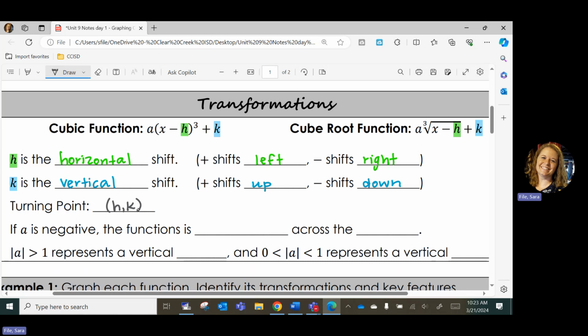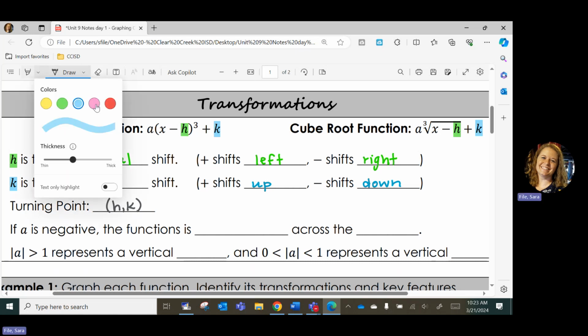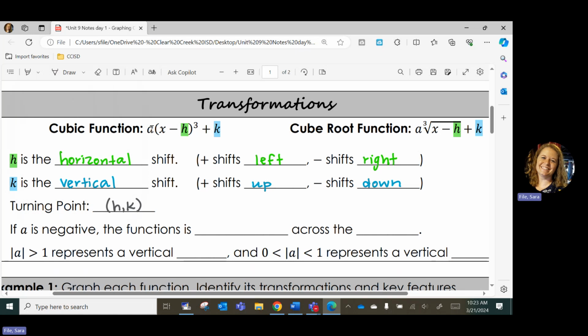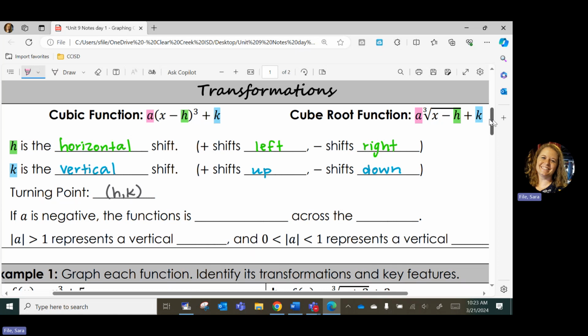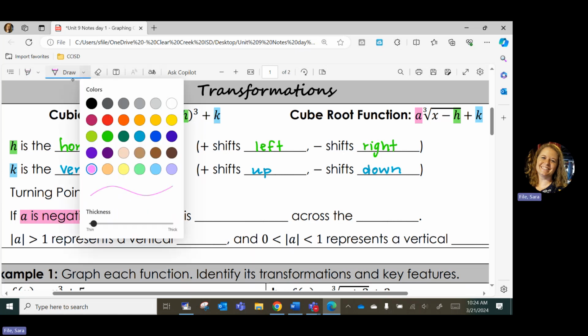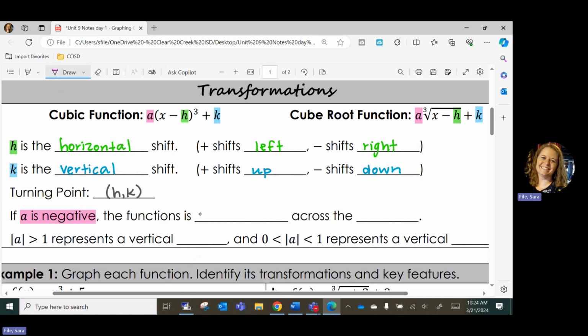Okay, now besides H and K, the other value that could transform our graph is A. A does what? It does two things. It can reflect the graph if what? If it's negative, right? If A is negative, that is a reflection across the x-axis. Very good.